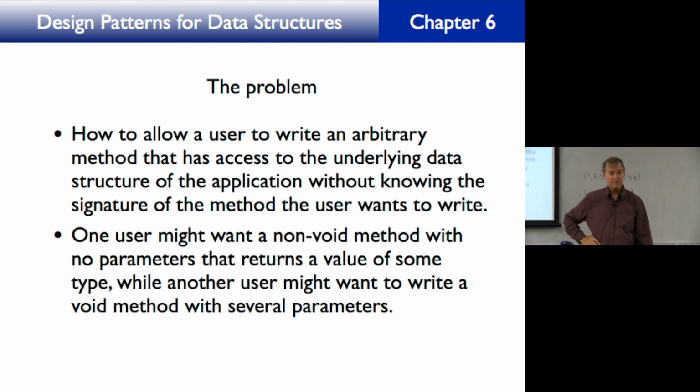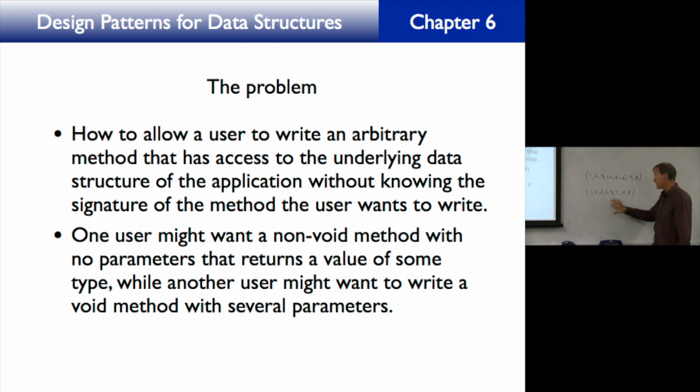Are you with me? So we cannot anticipate the number of parameters, the types of the parameters. We can't provide a dummy method that has these parameters, and then another abstract method, and then you just do these abstract methods however you want to. We can't anticipate. One user might want a non-void method with no parameters that returns a value of some type. Another user might want to write a void method with several parameters.